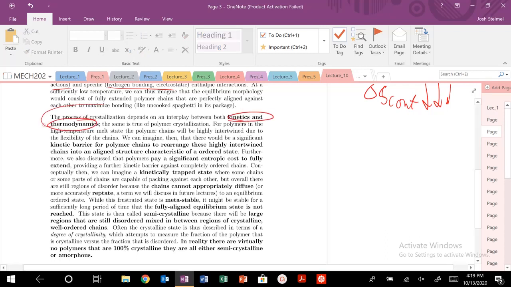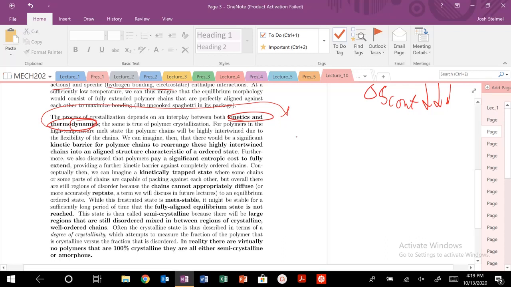Thermodynamics is a kind of confusing term because you could imagine that it has this term dynamics, and intuitively the connotation is that it also tells you something about the speed at which a material or a system will go into equilibrium. But that's not the case. Thermodynamics just tells you what the equilibrium state is.